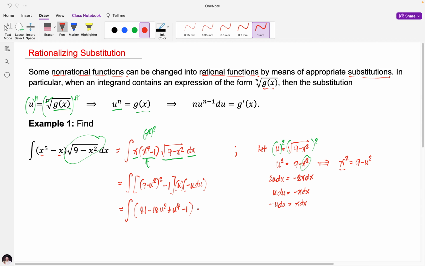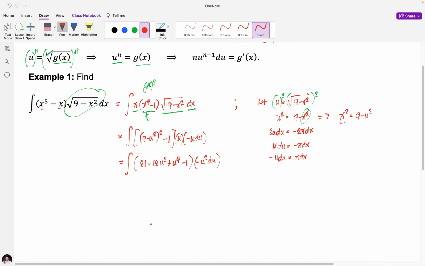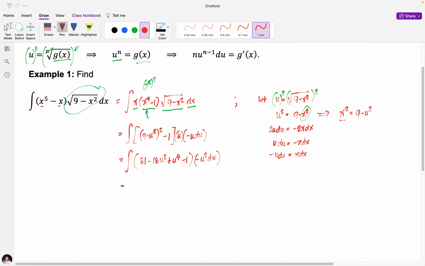U times negative u is just negative u squared du. Okay? Then, distributing, this is just the integral of, take note that 81 minus 1 is just 80. So we have 80, negative 80 u squared plus 18 u raised to 4. And also we have negative u raised to 6 du.